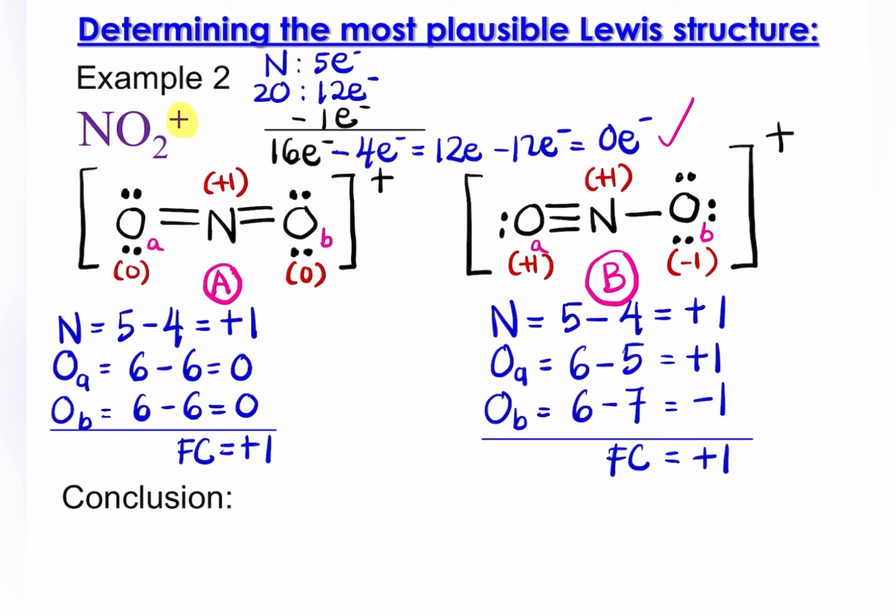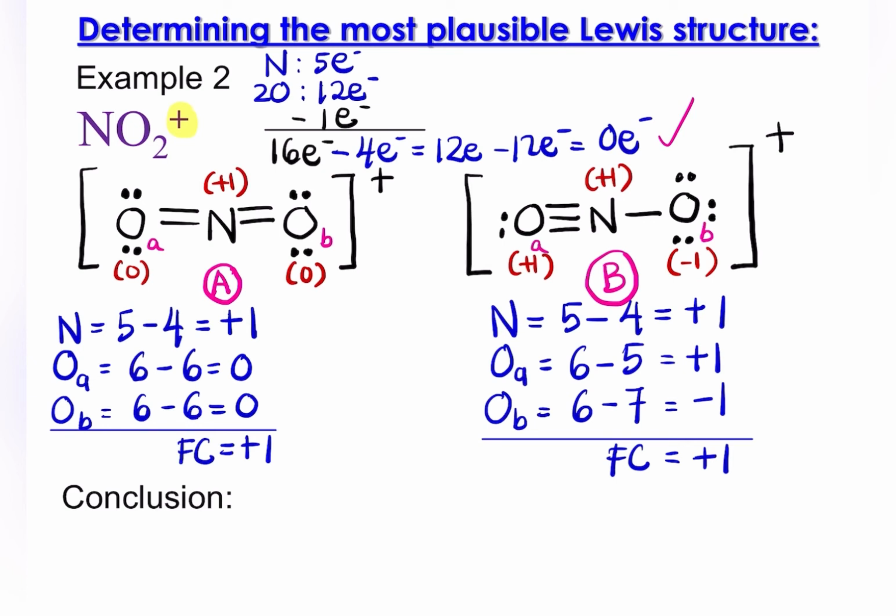And the next one, kita akan buat conclusion. Which one from A and B is going to be the most plausible Lewis structure? So kita akan lihat yang mana structure yang paling banyak nilai 0. So kita lihat di sini kita ada structure A yang mempunyai 2 zero values. Tapi untuk structure B memang tiada langsung. So the most plausible Lewis structure is going to be structure A.